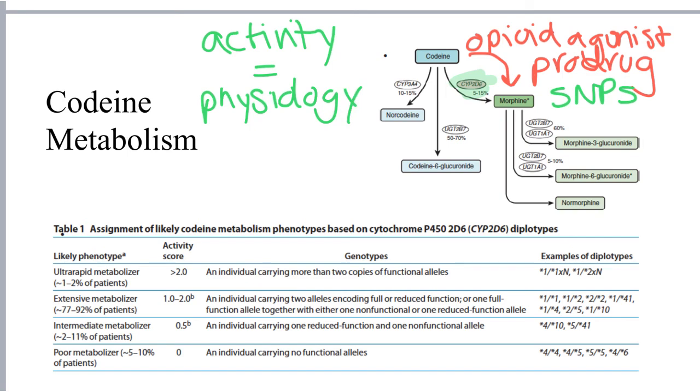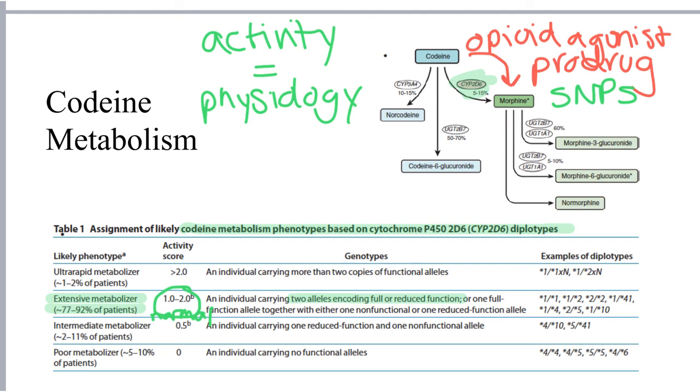First, I will review the possible phenotypes of the CYP2D6 enzyme and the genotypes or diplotypes that lead to that outcome or phenotype. The first phenotype I'll talk about are extensive metabolizers. This comprises the majority of patients at around 77 to 92% of individuals. These are individuals with normal activity of the CYP2D6 enzyme because they have two alleles that encode full or reduced function CYP2D6 enzyme.